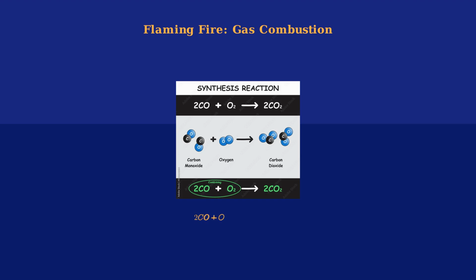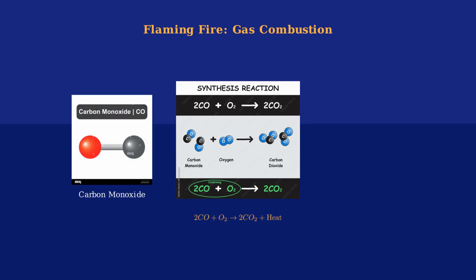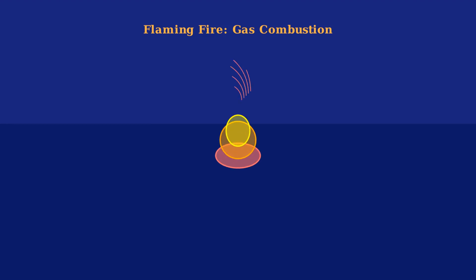Another crucial reaction involves carbon monoxide, a toxic gas produced during incomplete combustion. When carbon monoxide encounters oxygen, it forms carbon dioxide in a reaction that helps complete the combustion process. These combustion reactions are highly exothermic, meaning they release enormous amounts of energy in the form of heat and light. This energy release creates the visible flames and intense heat that characterize the flaming combustion phase.